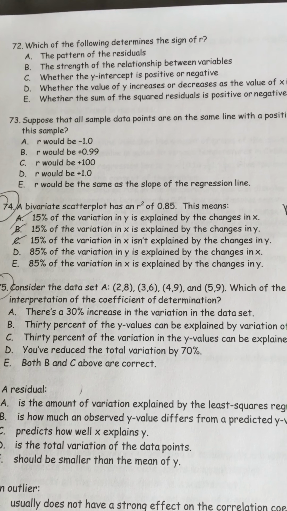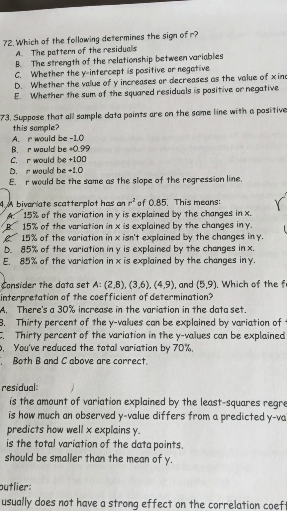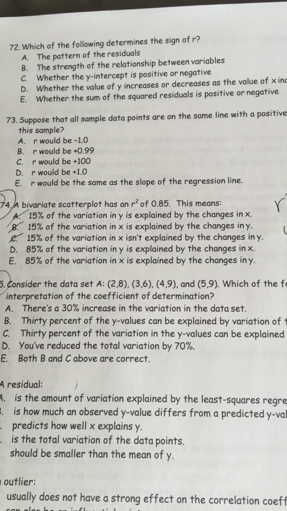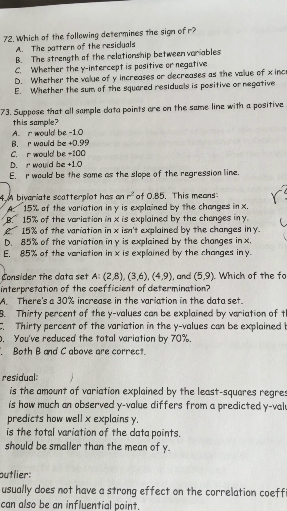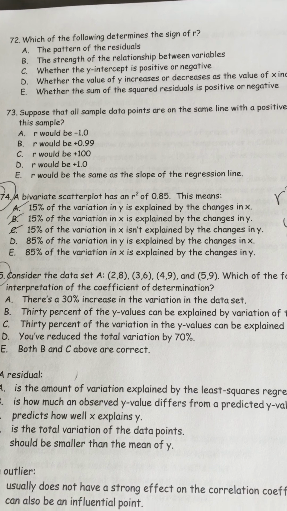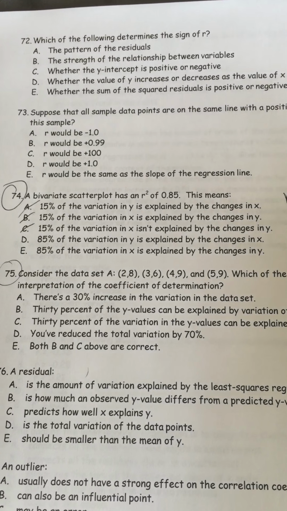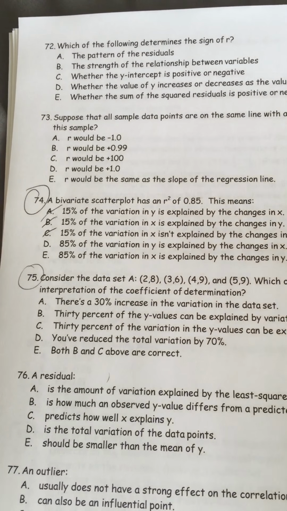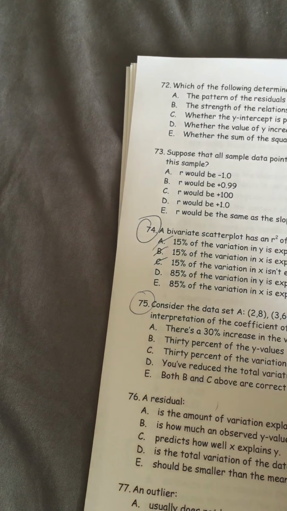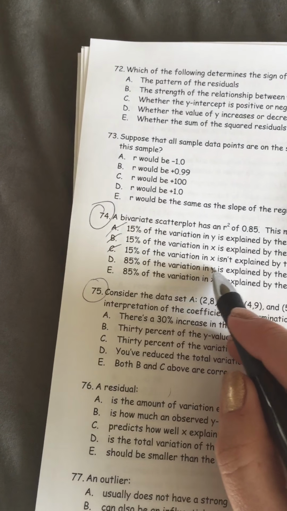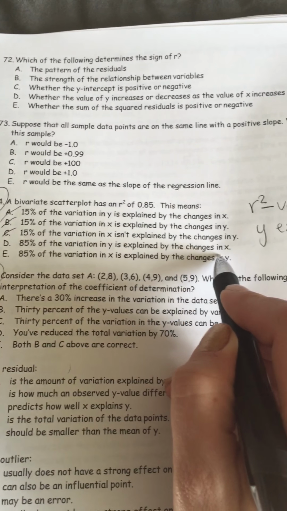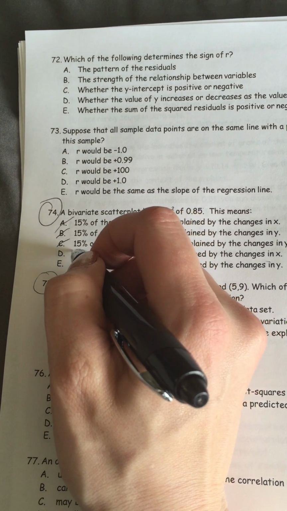So if I read this now, 85% of the variation in y is explained by the changes in x, or 85% of the variation in x is explained by the changes in y. Well, the way the regression line works is that x explains y, so the variation in y is explained by the change in x. That makes the correct answer D as in dog. I'll come back to 75 with the calculator video.